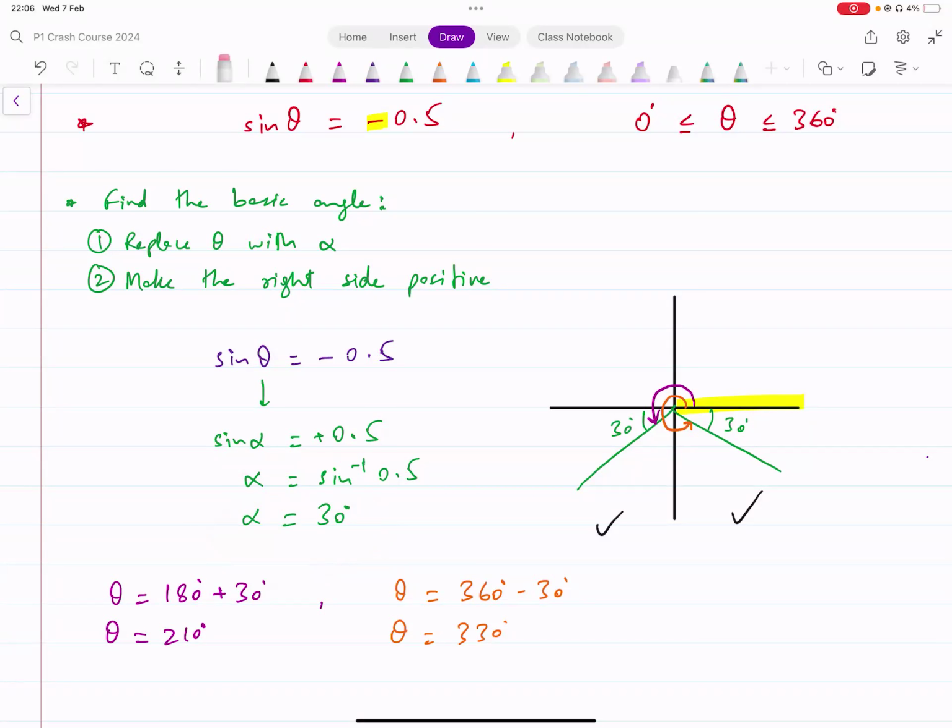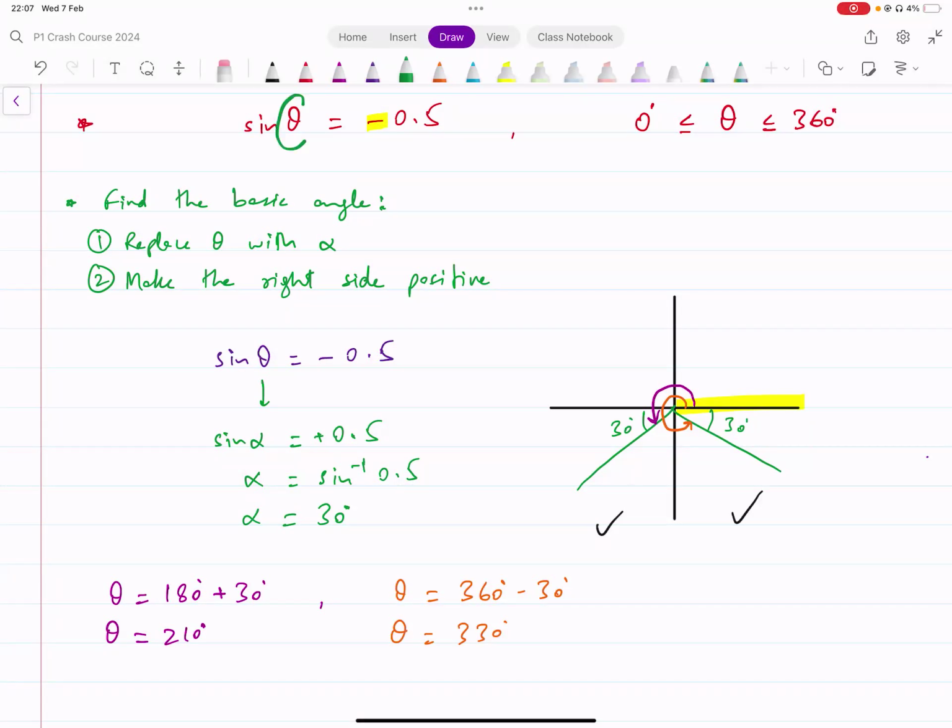Sir, before even replacing theta with alpha, the value was minus 0.5. So we said that the quadrants are third and fourth. But after making it positive, shouldn't the quadrants be first and second, as all trigonometric ratios are positive in the first quadrant, and in the second the sign is positive? So you chose third and fourth. Why?